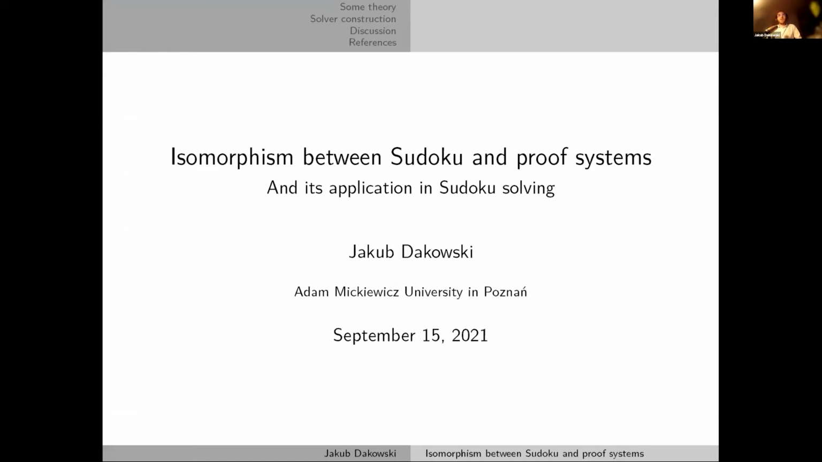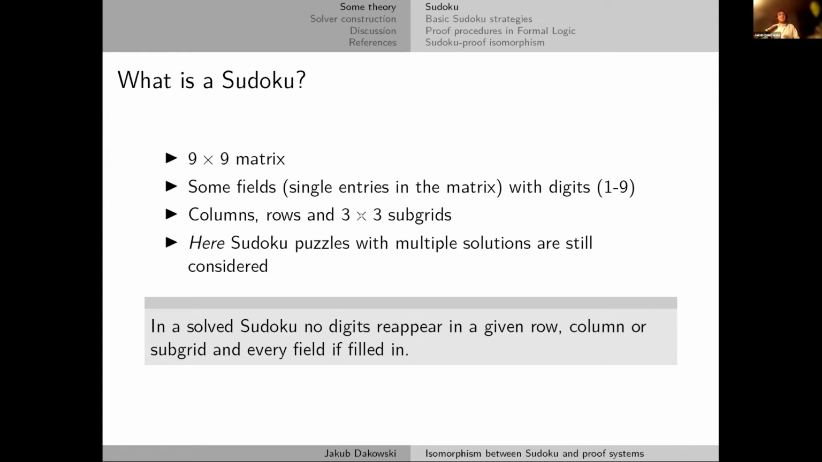And this will be a talk on the isomorphism between Sudoku and proof systems and the application of this isomorphism in solving Sudokus. So in a way, it will be slightly a different presentation from the last two we saw here. However, I still think that there are multiple things in this, especially in the discussion, that are worth mentioning or discussing. So to start us off, let's ask ourselves what is a Sudoku.